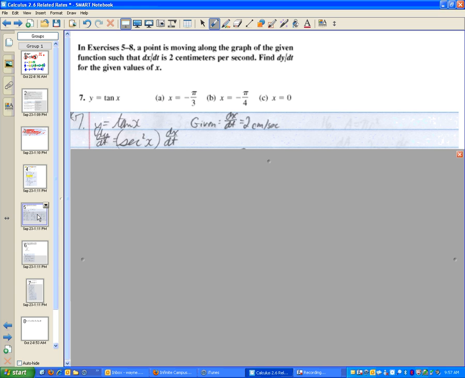A point is moving along the graph of the given function such that dx/dt is 2 centimeters per second. They just told us something: dx/dt equals 2 centimeters per second. Find dy/dt for the given values of x. So don't worry about the given values of x yet. They give us our equation, y equals the tangent of x, and we have to find dy/dt.